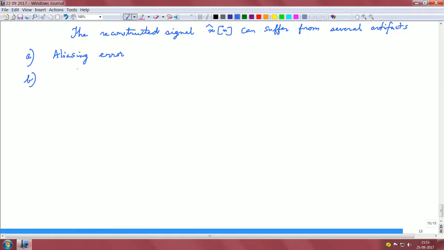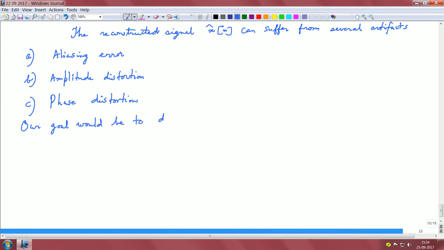Second, you can have amplitude distortion. And what you can also imagine following amplitude distortion is phase distortion. And our goal would be to design synthesis filters to overcome these limitations.